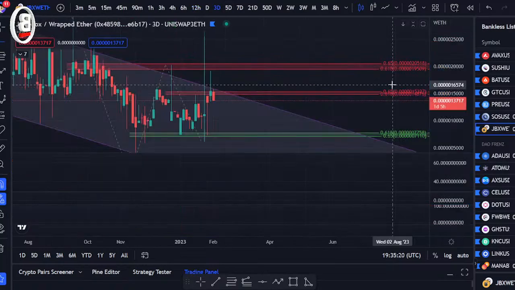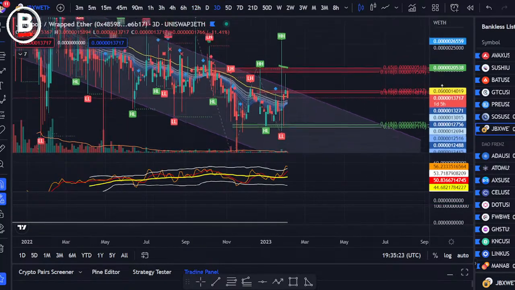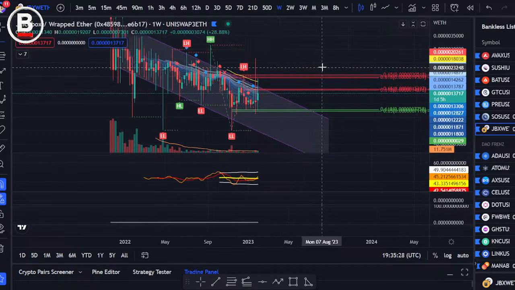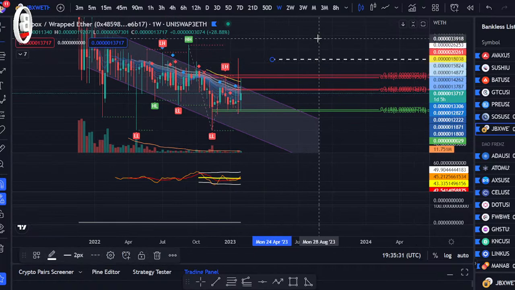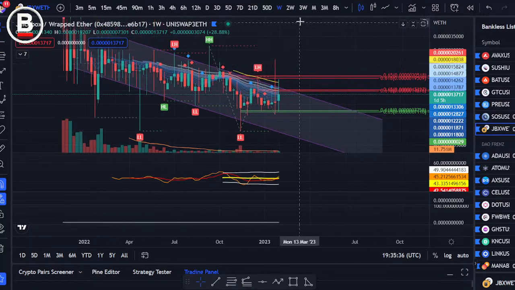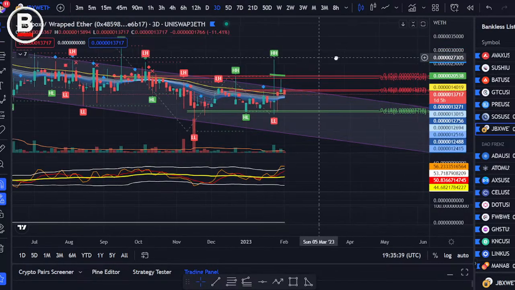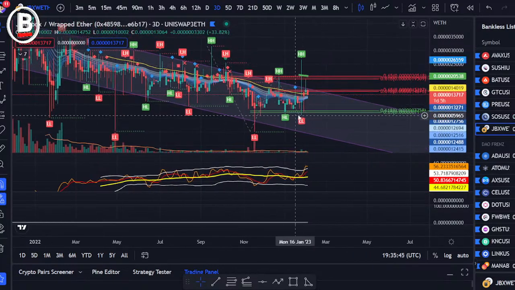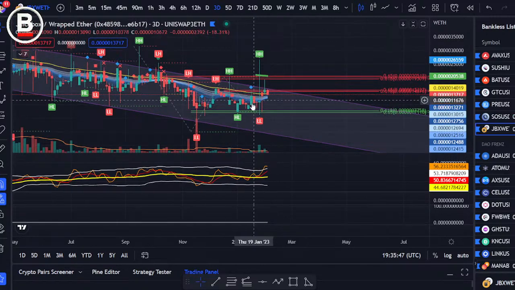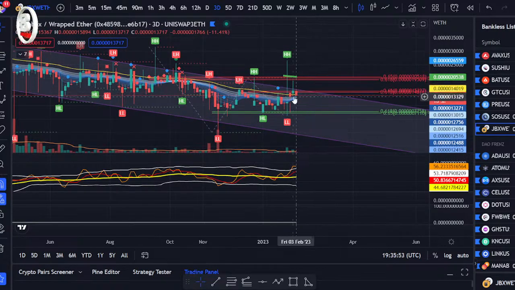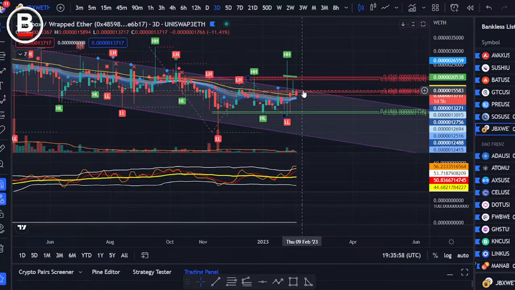Go to Juicebox. See, Juicebox on the weekly is still in this parallel kind of channel of a downtrend. We can see on the 3-day that we could be putting in higher highs and higher lows, forming some kind of a base. We are currently getting resistance.